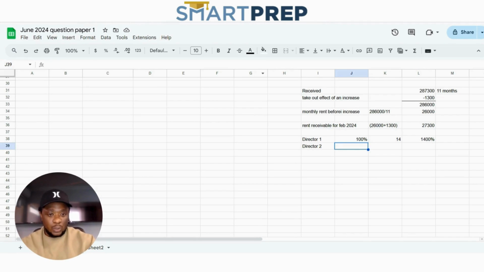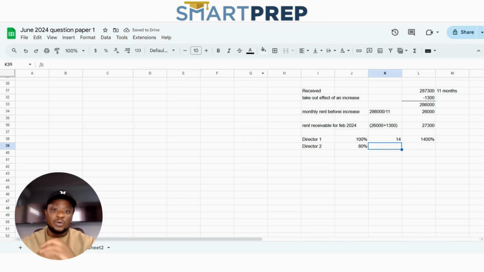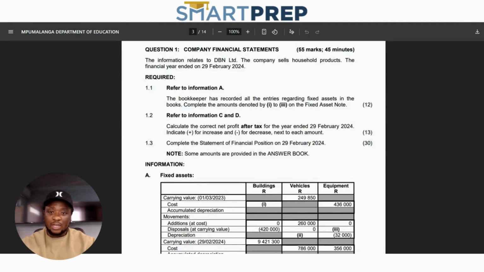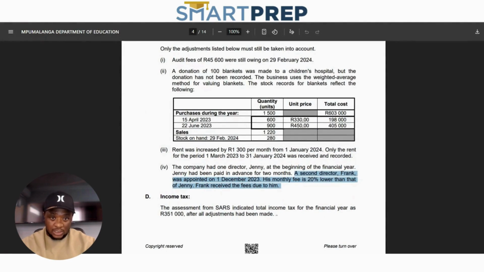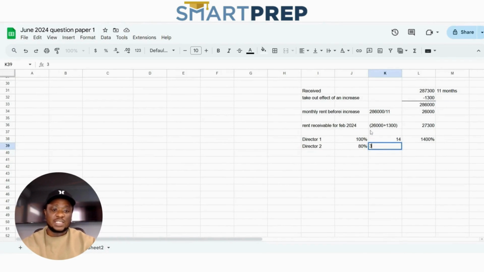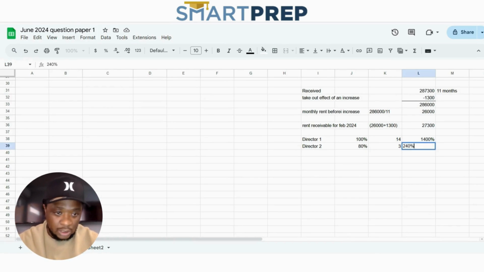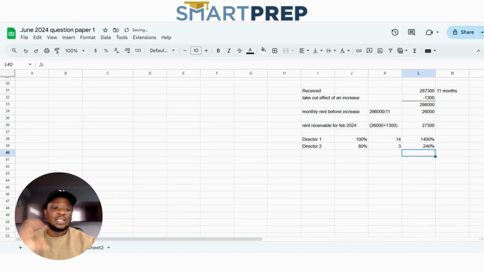The second director that was hired during the year on 1 December 2023 received 20% less than director one. So, in other words, 20% less than 100% is 80%. And for them, they were only in the business for 3 months, and they only received their due salary. So they had no prepayment. Let's make sure we look at that information. We can see that his monthly is 20% lower than that. It says he received what was due to him. What was due to him is December, January, and February. So they would have received for 3 months. And so 80 multiplied by 3 gives you 240. So that means they received 240%.